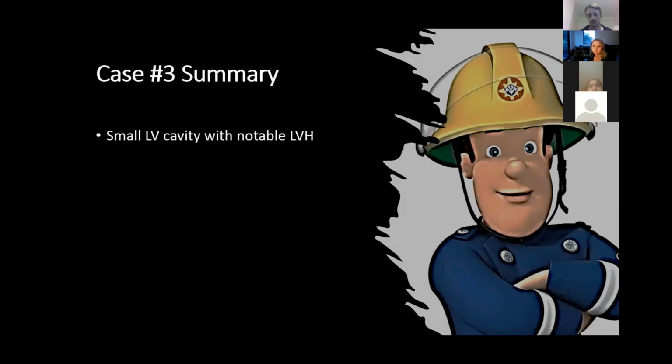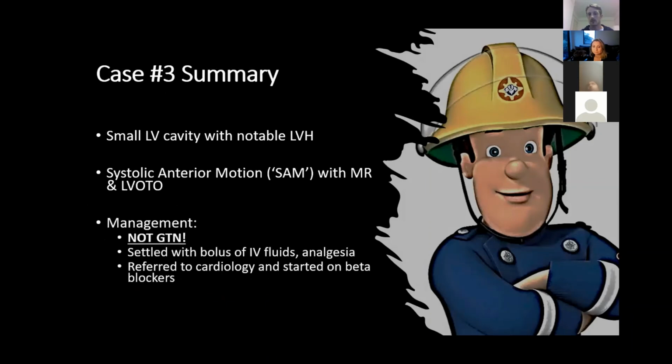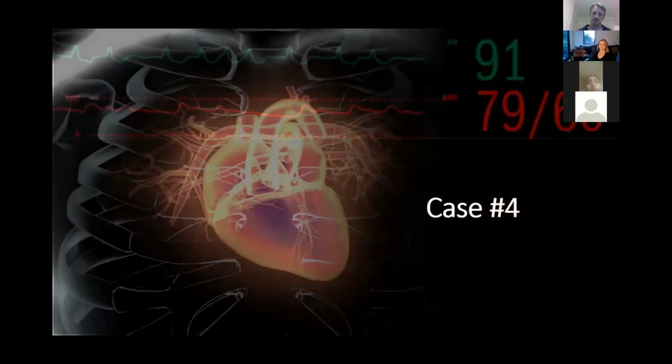So this patient, we said he had notable left ventricular hypertrophy. He has systolic anterior motion and some MR with outflow tract obstruction. So we didn't give him the GTN, which would not have been a good move. We gave him a little bit of fluids and analgesia, referred him to cardiology, who then started him on beta blockers and diagnosed him with HOCM, and he's under their follow-up now. So case 3 is not quite so crazy.